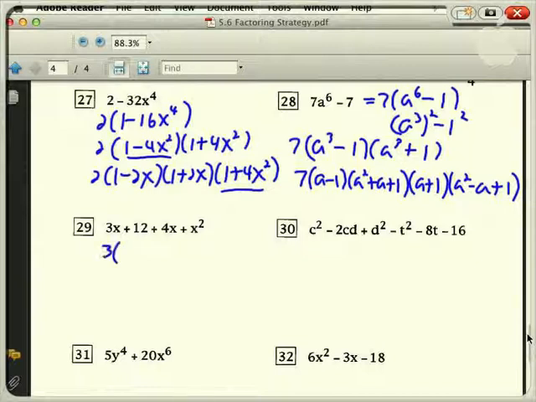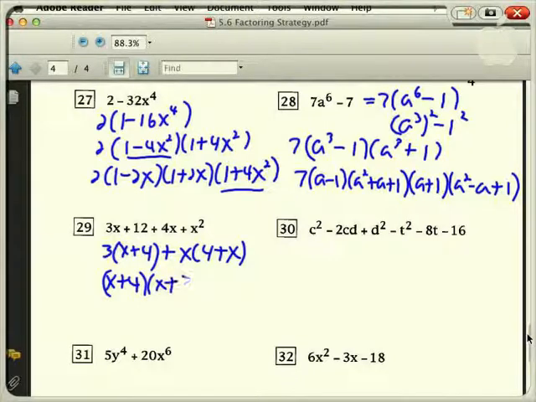Number 29. Do grouping. Take out a 3 out of the first two. Take an x out of the last two. And then pull out x plus 4. And you have x plus 3.